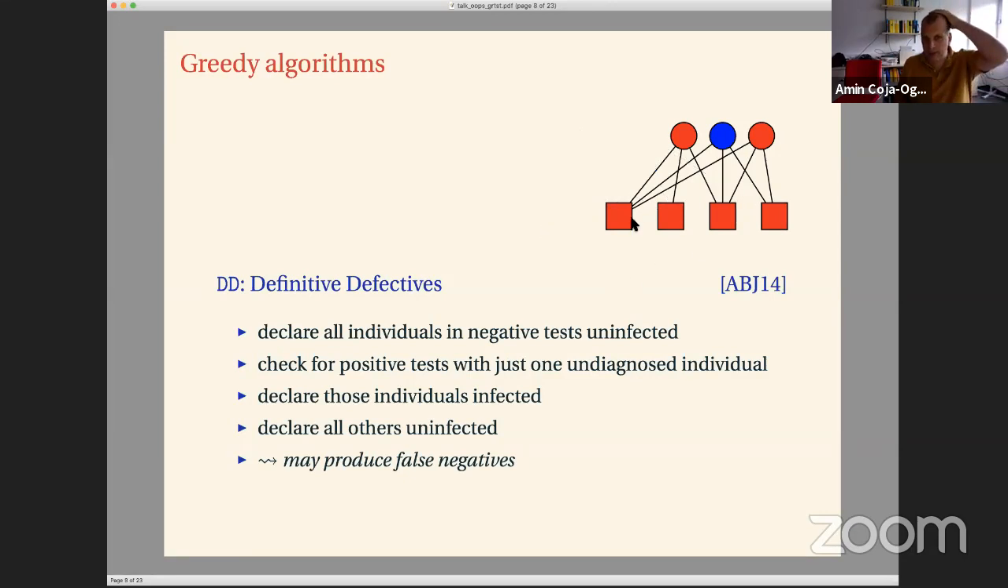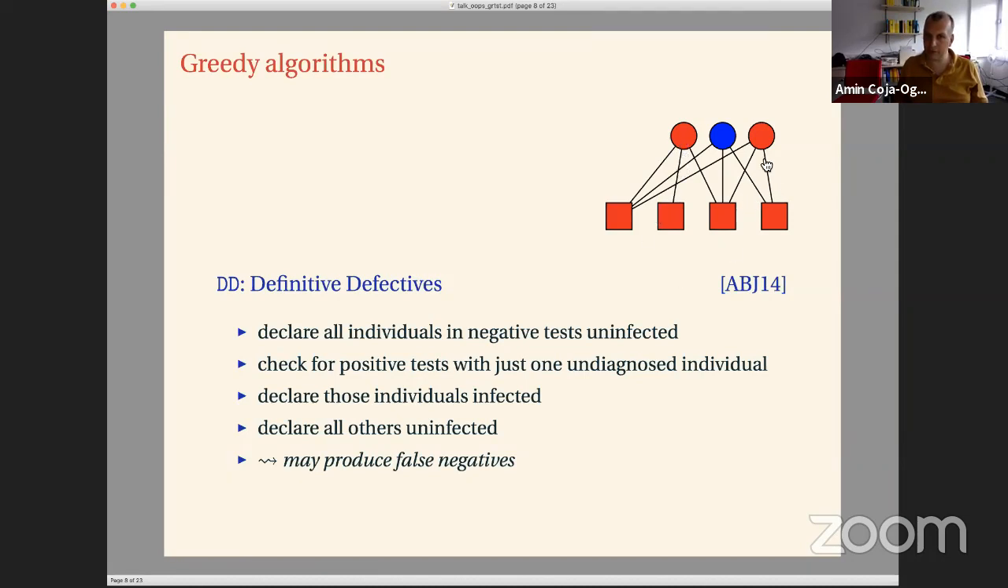Now, we are only left with positive tests, and we might be in a position where, thanks to the first step, there's a test like this that now contains only one single individual. So this test is positive, and we already know, based on the first step, that all the other individuals in this test, except this one here, are healthy. So it's safe to conclude that this individual must be infected. And that's what the DD algorithm concludes.